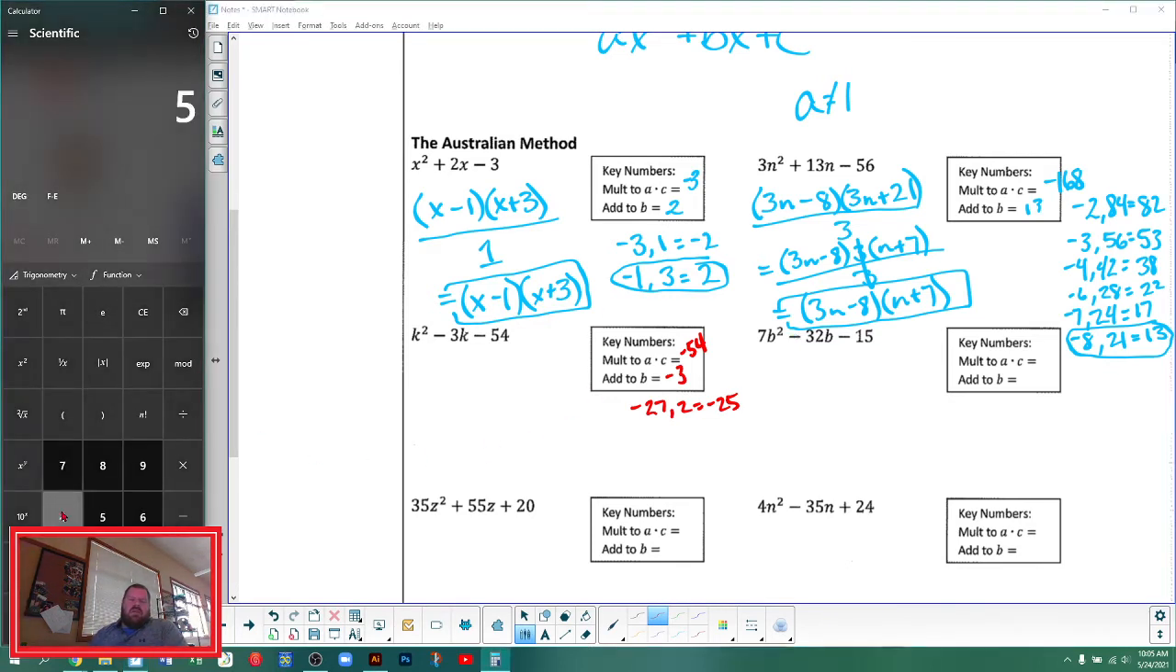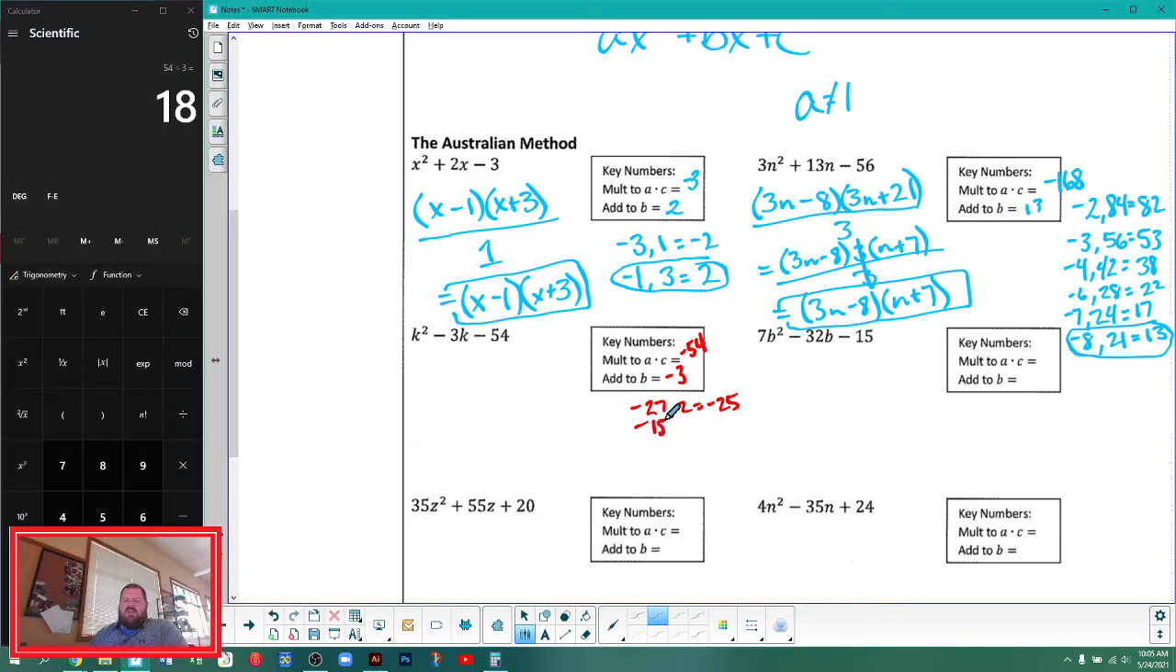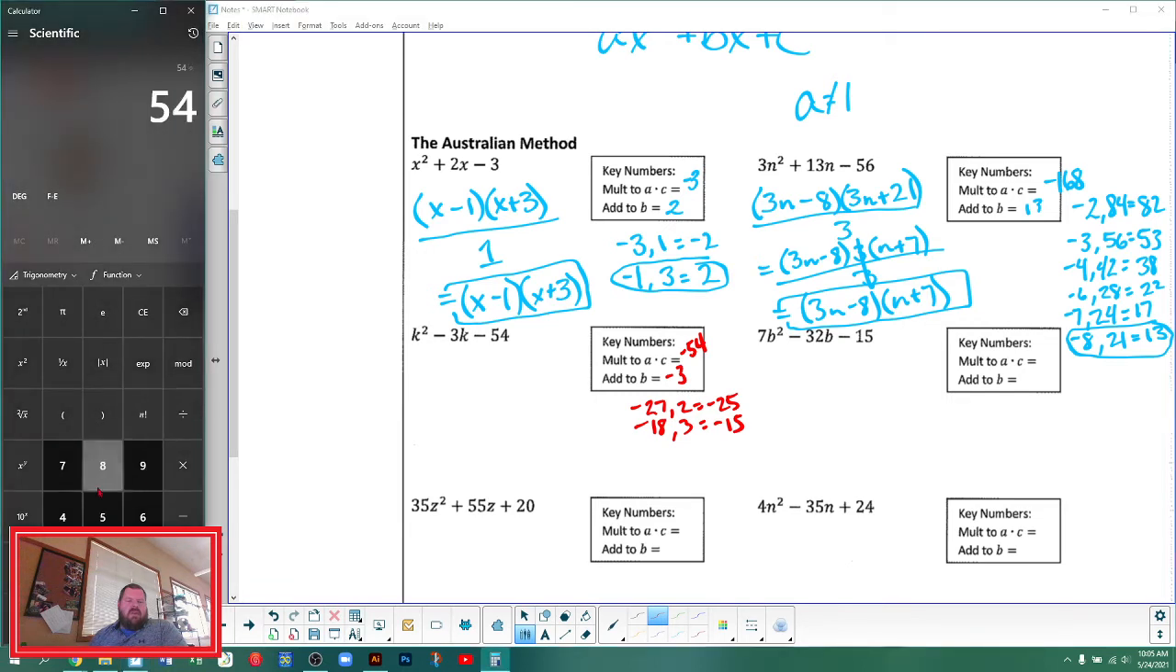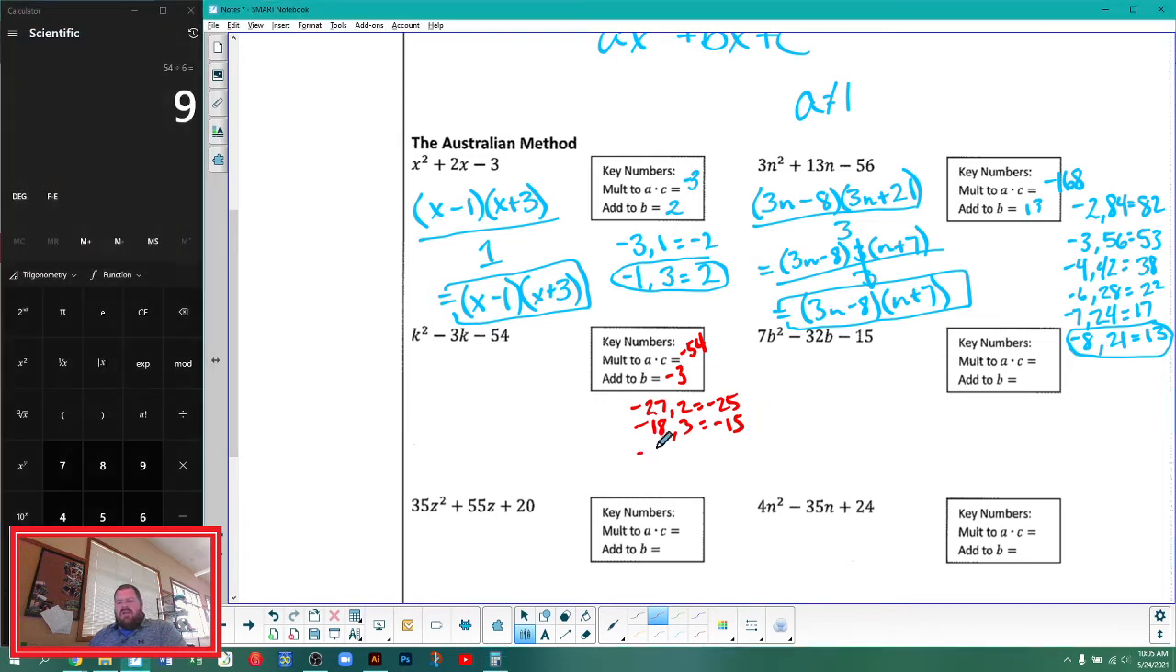It is a multiple of 3. I can go 54 divided by 3 gives me 18, so negative 18 and positive 3. Those are going to add up to negative 15. Getting closer, but we're not at negative 3 yet. 54 divided by 4, not going to work. 54 divided by 5, not going to work. 54 divided by 6 is 9. So I have negative 9 and positive 6. Those actually do add up to negative 3, so those are the numbers that I'm looking for.